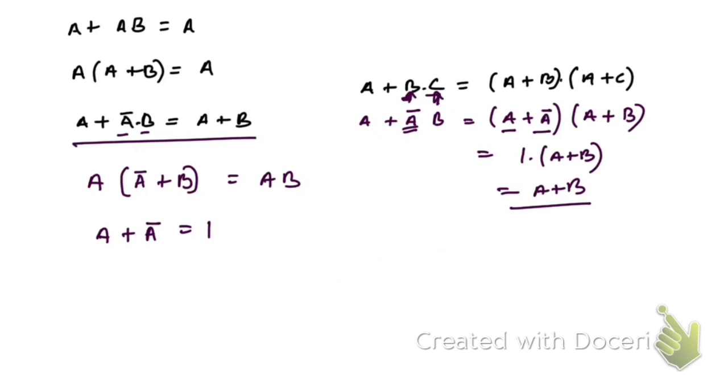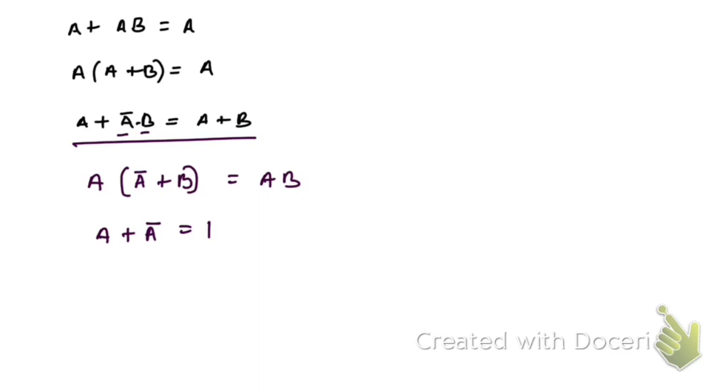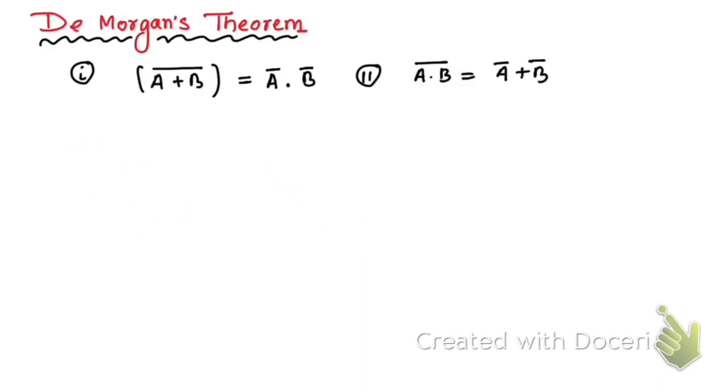So now look at these things: a dot not a, that's going to be always 0, right? Now let us prove De Morgan's theorem. So first let us prove the first one.